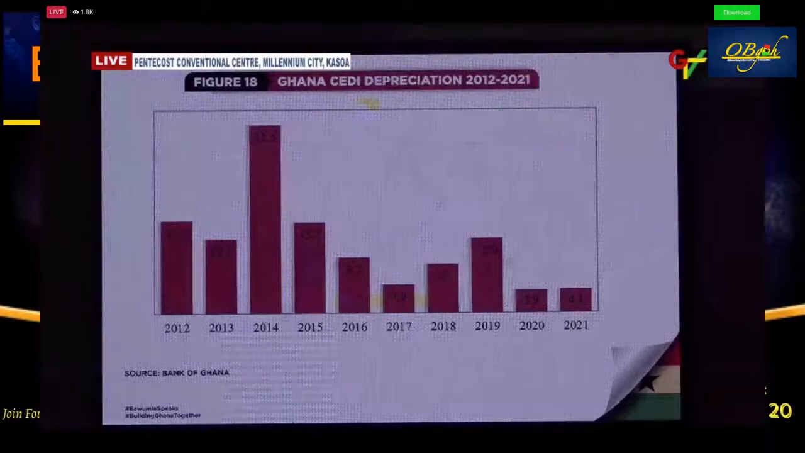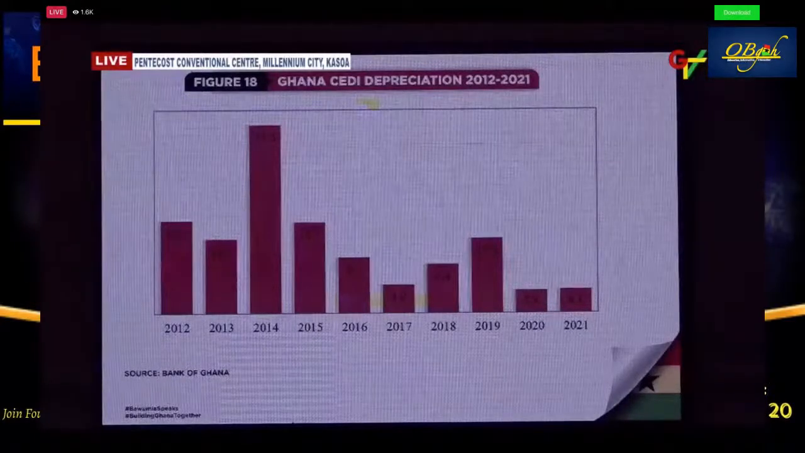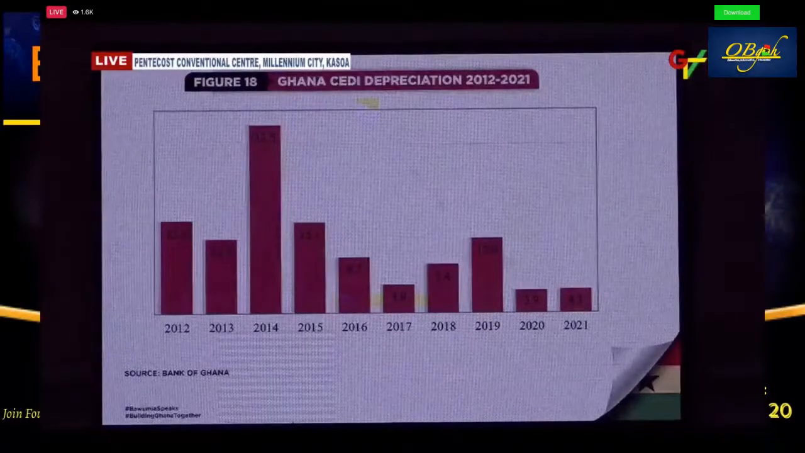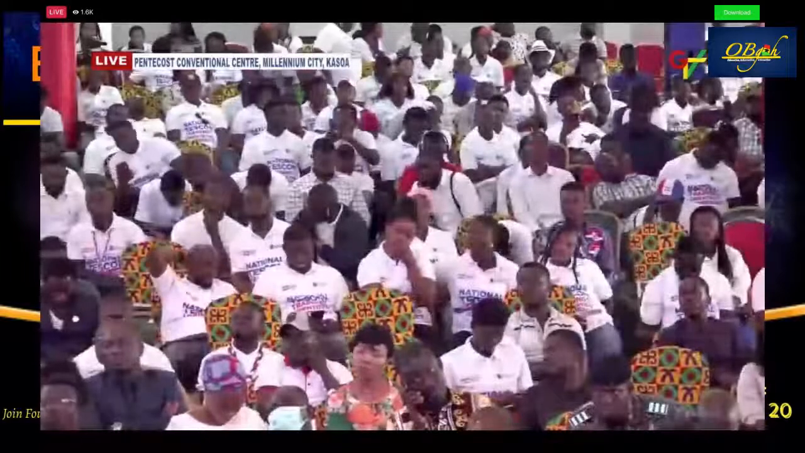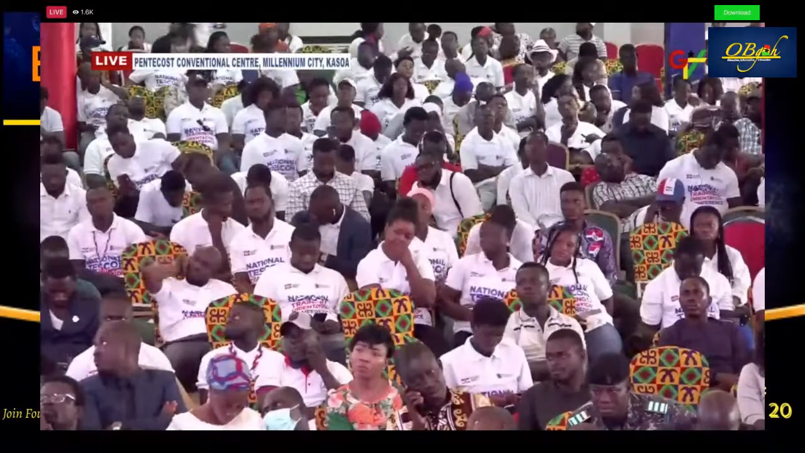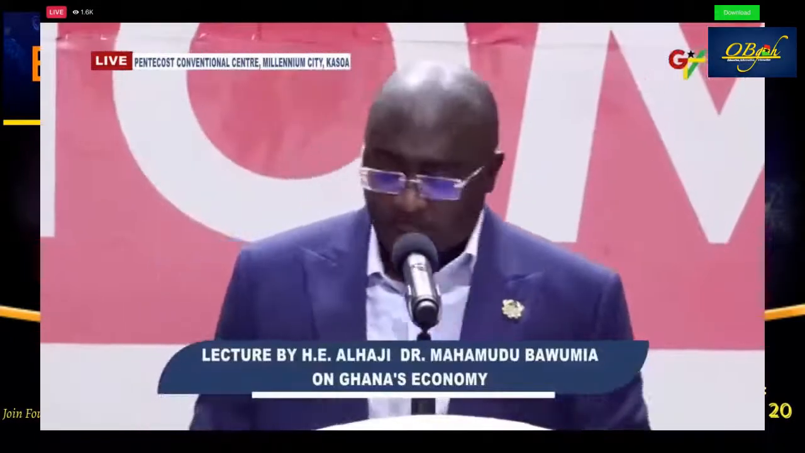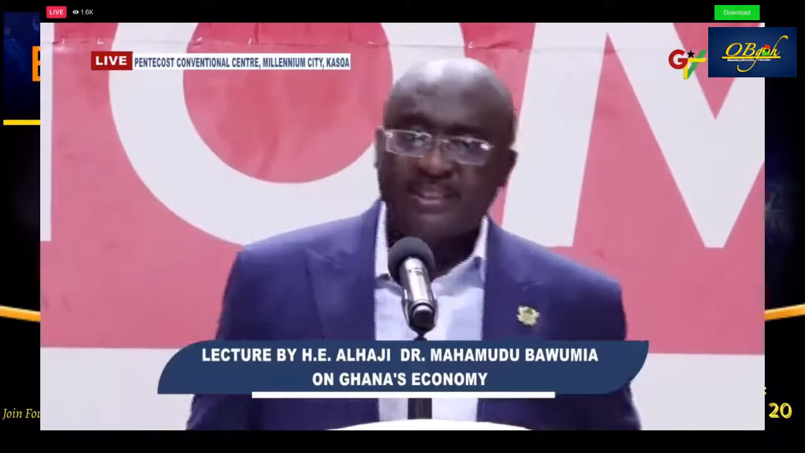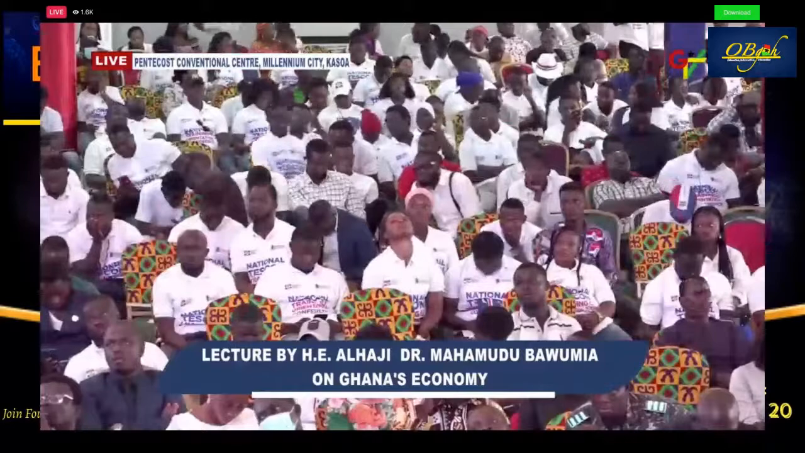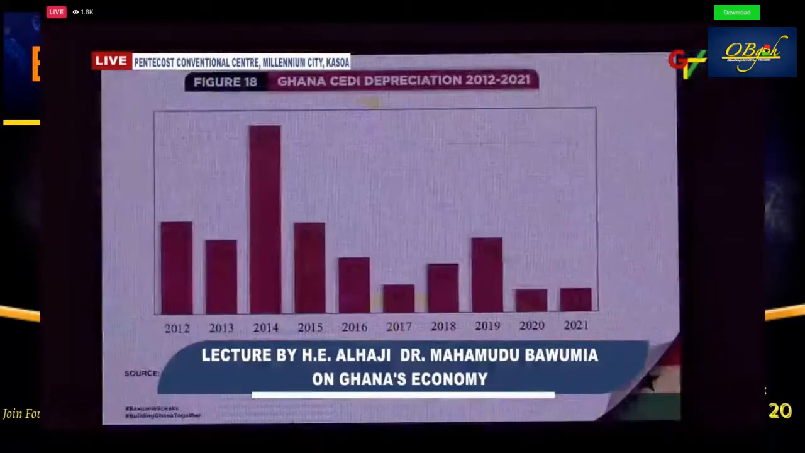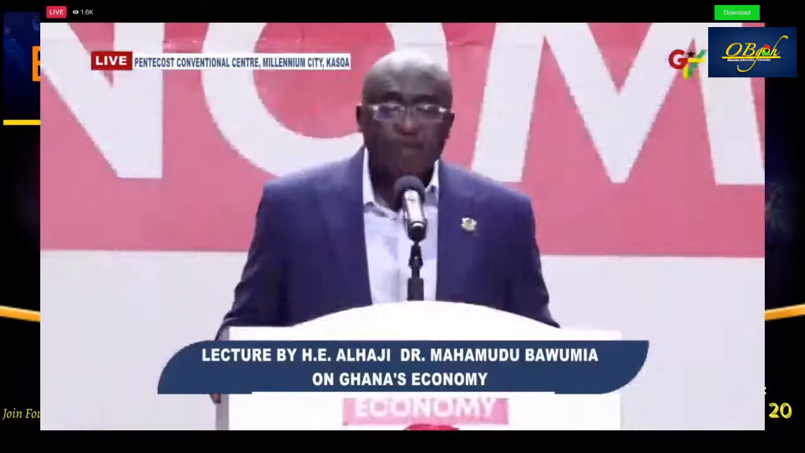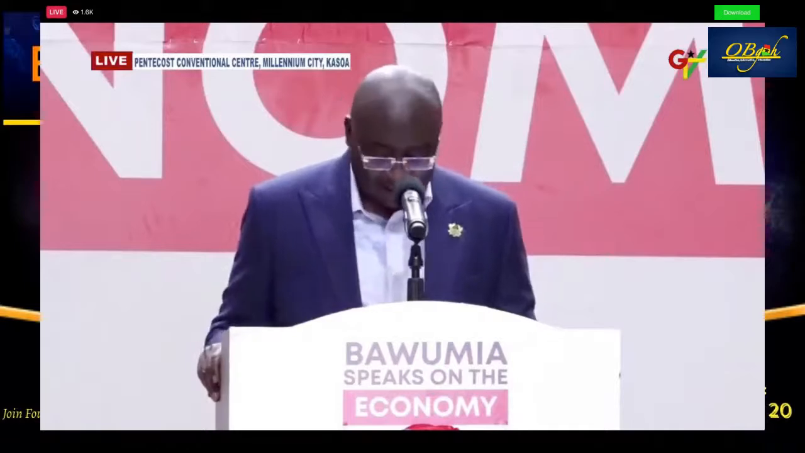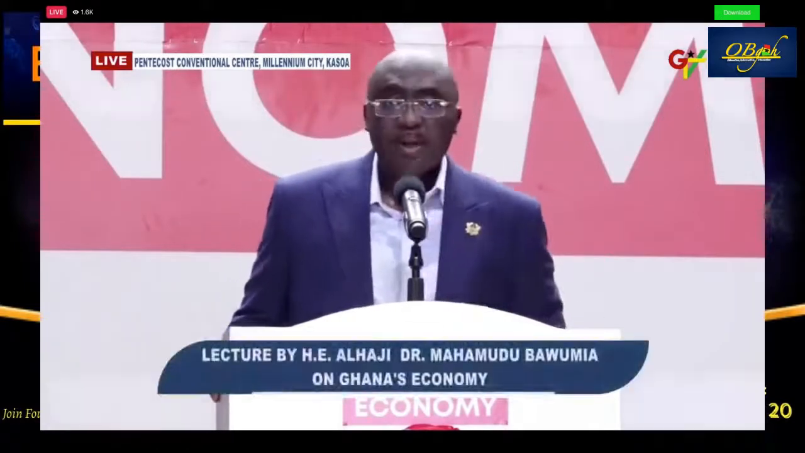Cedi depreciation reached a high of 32.5% in 2014 and declined to 9.7% by 2016. The rate of depreciation further declined to 4.7% in 2017, before increasing to 12.9% by 2019, and then declining again to 3.9% in 2020, and registering 4.1% in 2021. The data shows that the average exchange rate depreciation over these 5 years under our government, the 2017-2021 period, is more than twice as stable as during the 2013 to 2016 period, when the average depreciation was 18%.